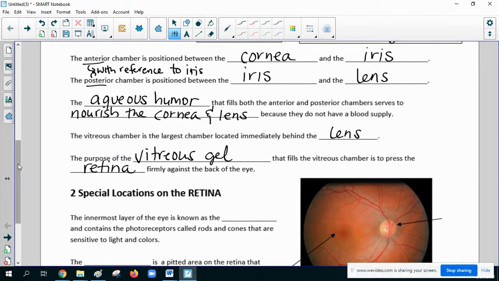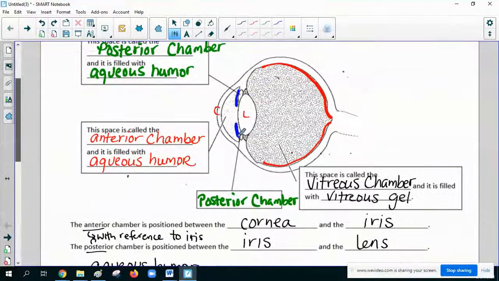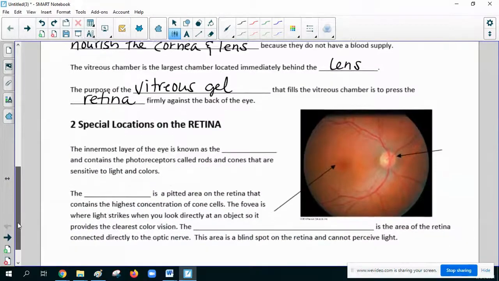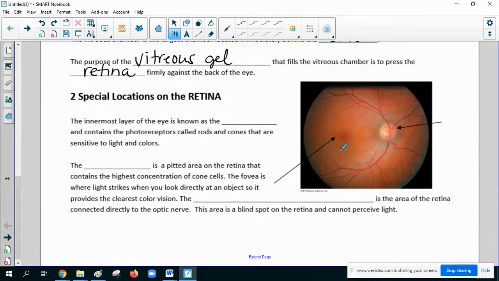Remember, the retina has the rods and cones in it. And so when the light comes in the eye, we need the retina to be nice and smooth in the back. If part of that retina detaches, your vision is going to be disrupted significantly. The other topic in today's lesson is we're going to talk about two special locations on the retina.